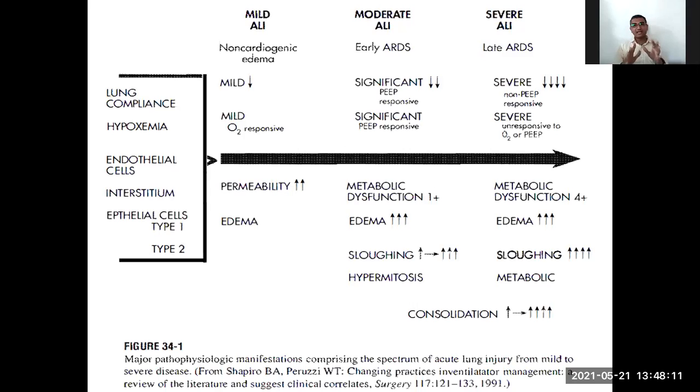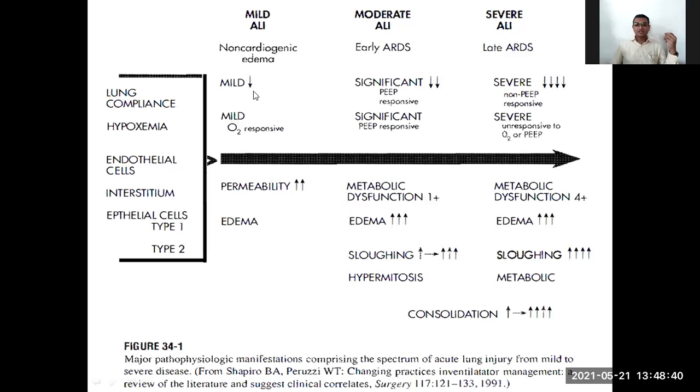What will happen to the interstitium? Interstitium means the alveoli and capillary network. The permeability increases, too much increase, metabolic dysfunction, and very severe. And the epithelial cell: there will be type 1 and type 2 cells. So from mild to moderate, the severity will increase and increase and increase.